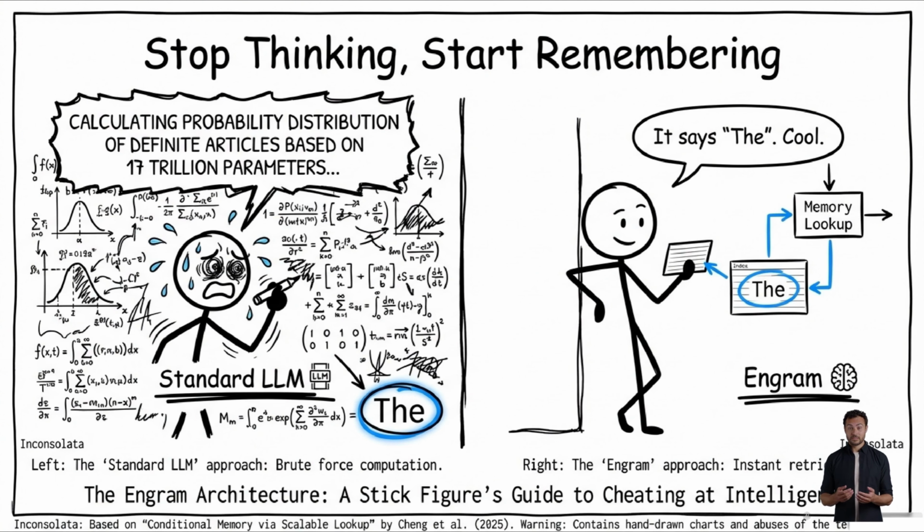On the right is the idea behind Engram. When the model has seen something before, it can use a memory lookup to retrieve the right continuation directly. Instead of recomputing everything from scratch, it recalls, and that shift from heavy computation to fast retrieval is the core motivation for the Engram architecture.